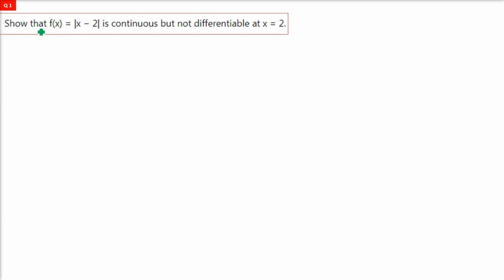This is the question where we have a modulus involved. Show that f(x) equals mod x minus 2 is continuous but not differentiable at x equals 2. So if the function is continuous, it may be differentiable, it may not be differentiable. But if the function is differentiable, the function has to be continuous. Okay?